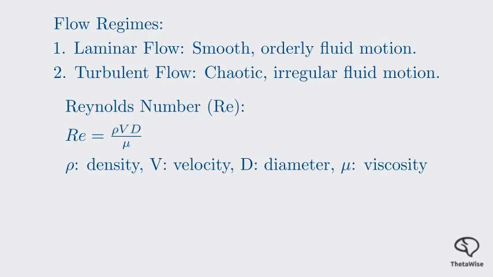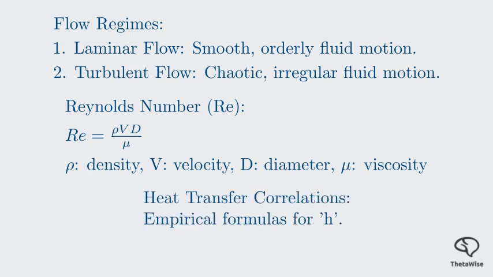To calculate the convection coefficient H for turbulent flow in a pipe, one of the most widely used methods is using a heat transfer correlation. Correlations are empirical formulas derived from experimental data. They are very accurate within the range of data from which they were developed. A common and relatively simple correlation for turbulent flow in a pipe is the Dittus-Boelter equation.